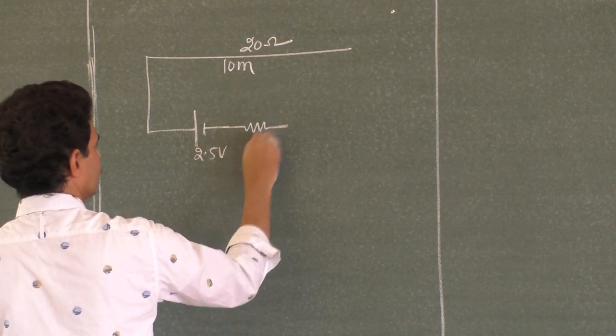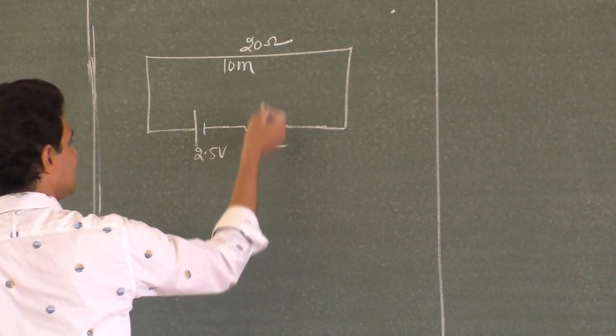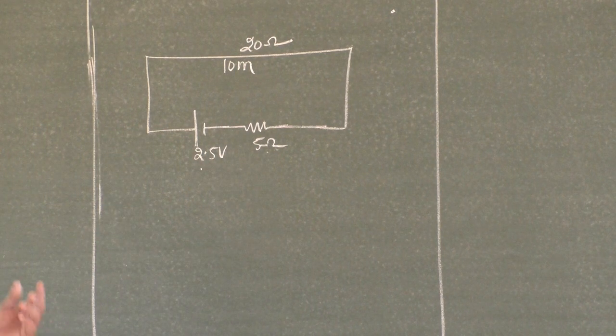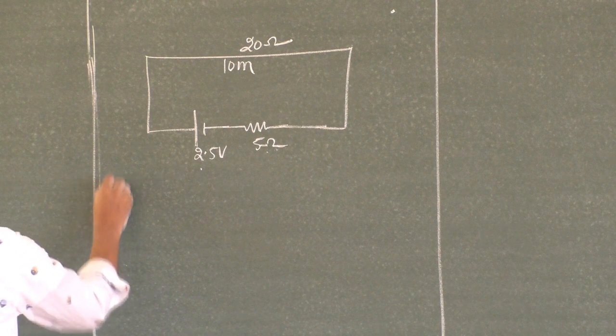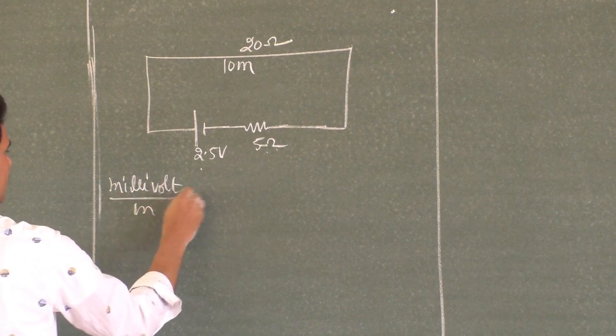This is another way of saying internal resistance, that's all. There is no internal resistance, but there is an external resistance. Why can't you take this as internal resistance itself? You can. Fall of potential in millivolt per meter. Millivolt per meter. What is this?